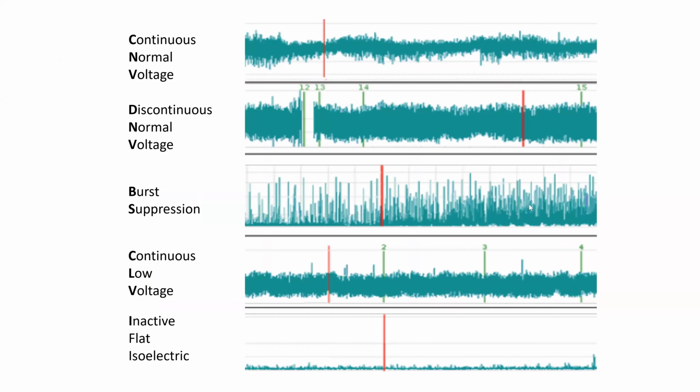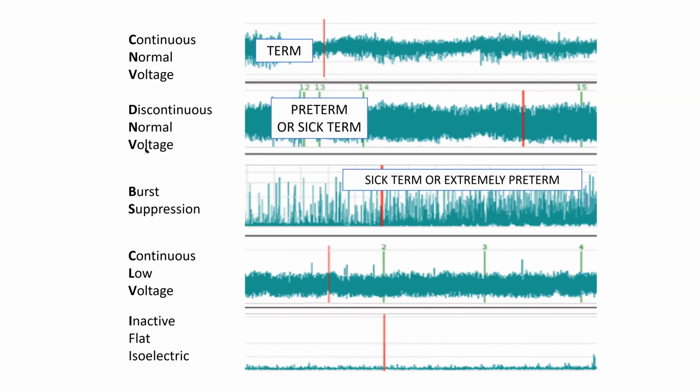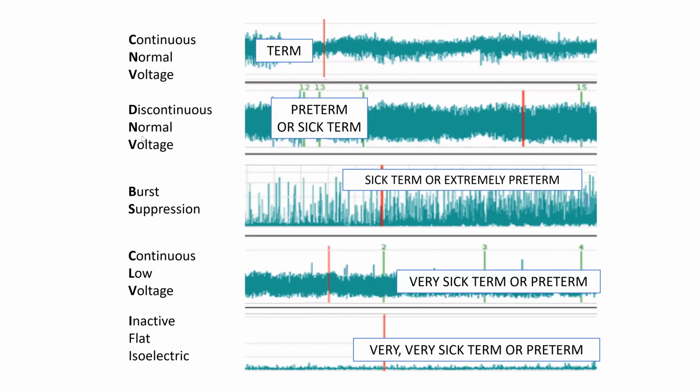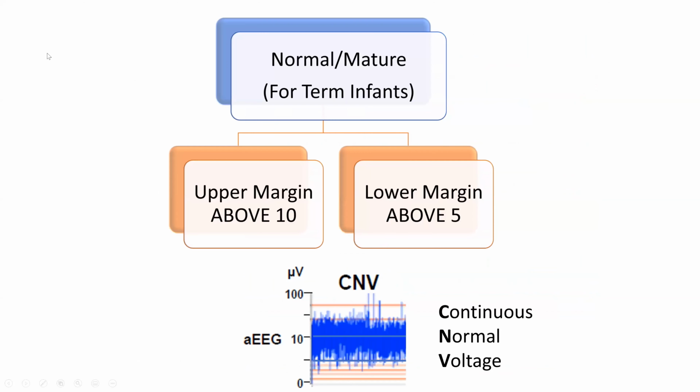So as I mentioned before, there is 1 for term babies. That's what we call continuous normal voltage. There's 1 for preterm babies. That's discontinuous normal voltage. And then we have the 3 abnormal, which are really for your sick babies. And it doesn't really matter if you're term or preterm, and it doesn't even really matter if you're a baby or an adult. These are never normal. These are not things that we should ever see. So let's dig a little bit into what makes the definition for these 5 patterns.